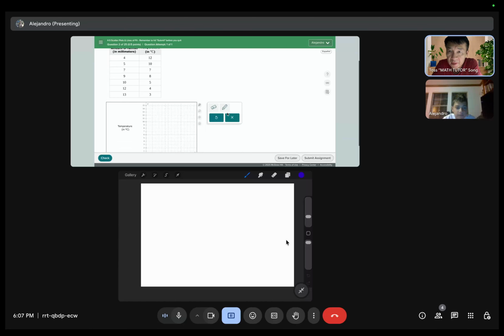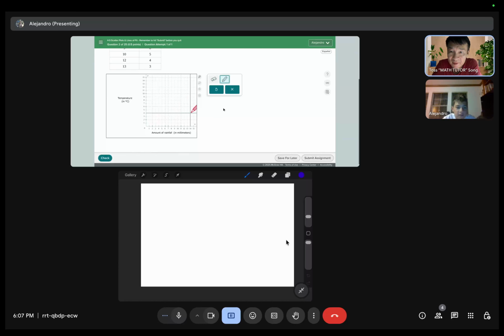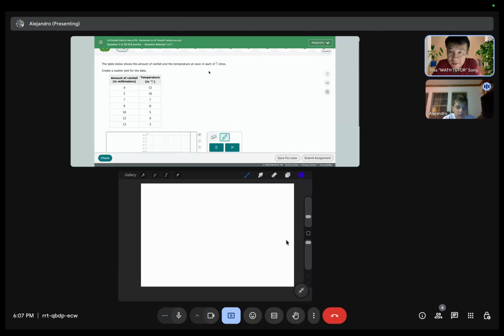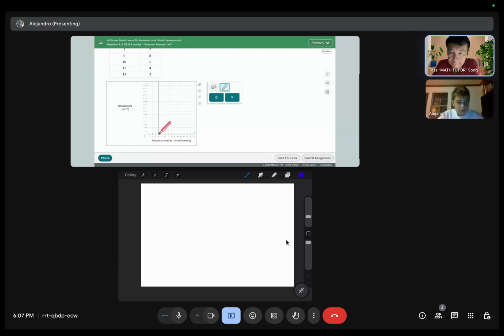Use a table, create a scatter plot. Why are there so many, dude? Wait, how many points are we doing? All of them? Yeah, I guess all of them. Okay, all right. 4, 12, 5, 10. 5, 10, 7, 7.